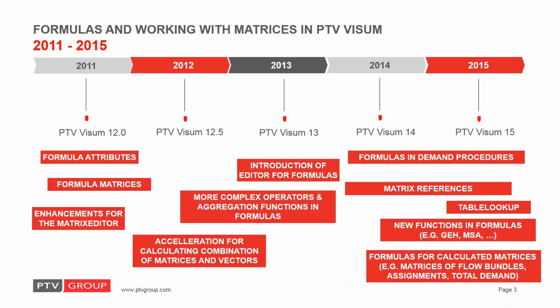This slide sketches the developments over the last years related to formulas and matrices only. One bigger change in the past was the implementation of the matrix editor in Visum 12, followed by a number of further improvements, namely the introduction of formula attributes and formula matrices, or the introduction of the formula editor itself. Meanwhile, the formula editor can also be used in demand procedures. Today it is possible to use very complex formulas and matrix references, and also table lookup is possible. The latest improvements in Visum 15 include further functions for formulas like MSA or the calculation of the GEH statistics.